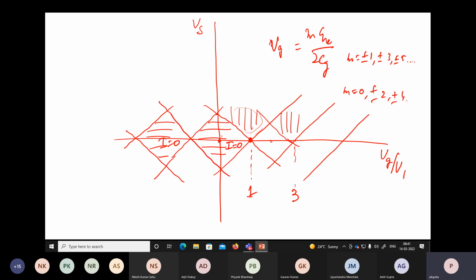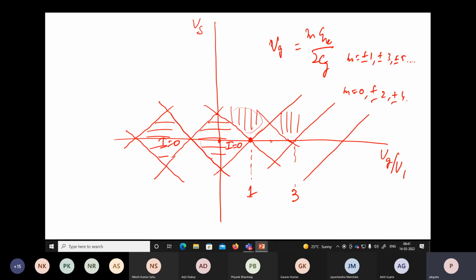Where it is possible to show that for m equal to 1, 3, 5 and so on, for very small Vs you will get current, so there is hardly any voltage you need. But when you have m equal to 0 or 2 or 4 and so on, or plus minus, then you need an appreciable amount of voltage, otherwise the current is zero. So this is known as the Coulomb diamond diagram or stability diagram.